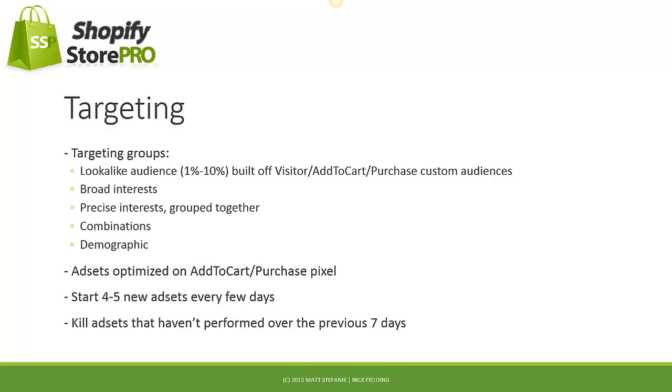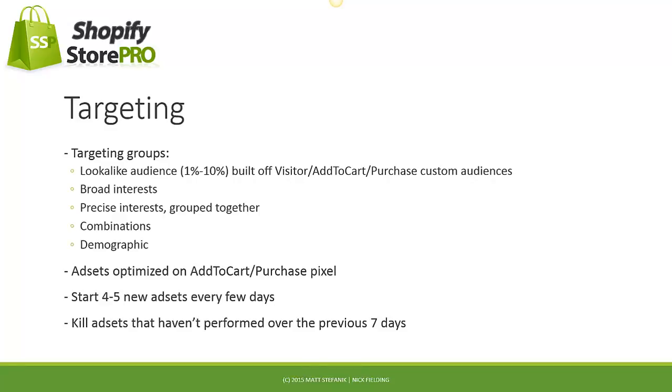We can use any of the previous targeting groups that we've used in stages 1 to 3, such as the broad interests and the groups of precise interests. We can now use lookalike audiences built from any of our visitor, add to cart, or purchase custom audiences, and we have lookalike audiences from 1% all the way up to 10% that we can take advantage of. 1% are the tightest focused of the lookalike audiences, and 10% are the largest. And we can do 2%, 3%, all of those.